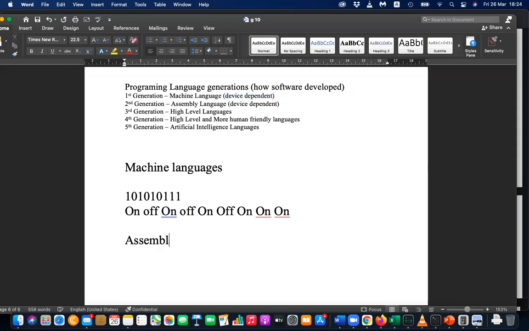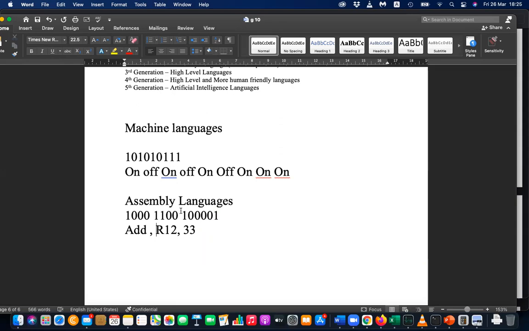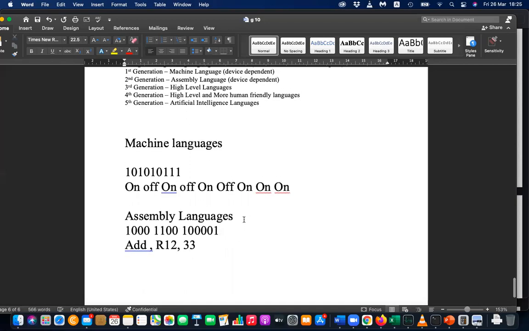So assembly is something like this. If you have machine language, you can shorten this by just saying add, and let's say this part says register 12, and the next part says a number, maybe 33. One here, two, 4, 8, 16, 33. You symbolically represent the machine language by assembling the parts. That is called assembly language. This is an example of how it works. This is also machine dependent or device dependent.